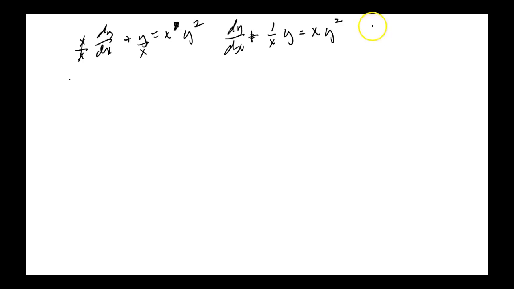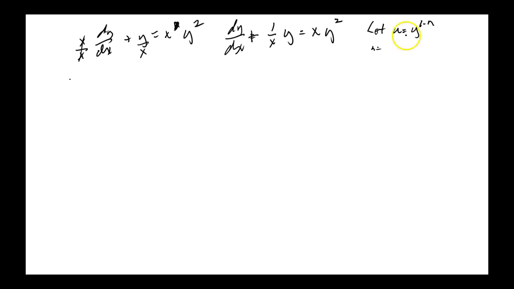So what's our substitution? 1 minus n. Okay, that's going to be your substitution. Now, what's your n? Let's identify that. n is equal to 2. Okay? So 1 minus n is 1 minus 2, which is minus 1. Okay? So that's going to be the substitution.